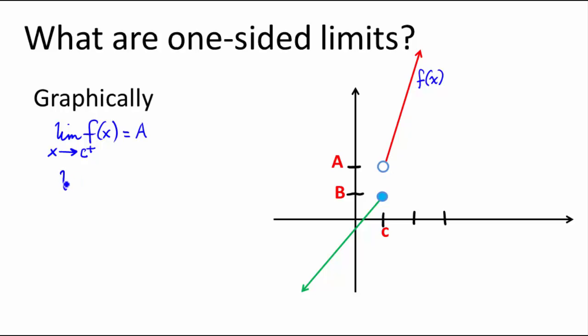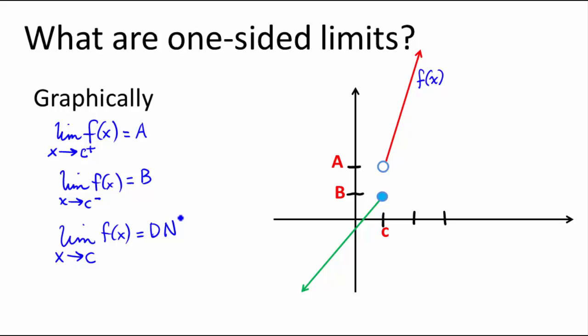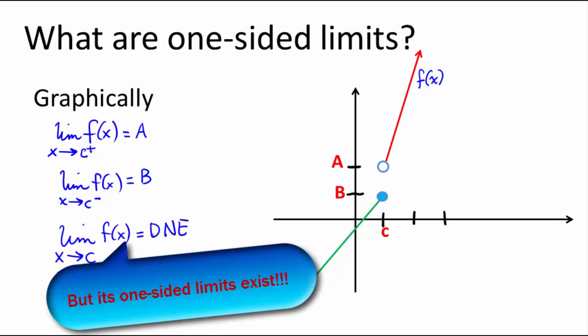Now what about the limit of f of x as x approaches c from the left? So we take a look at all these x's approaching c from the left. The y values approach b. So here we see that if we take the limit of f of x as x approaches c, it does not exist. But its one-sided limits exist.